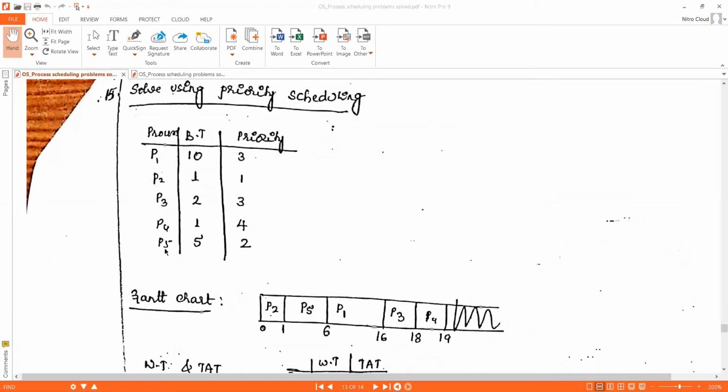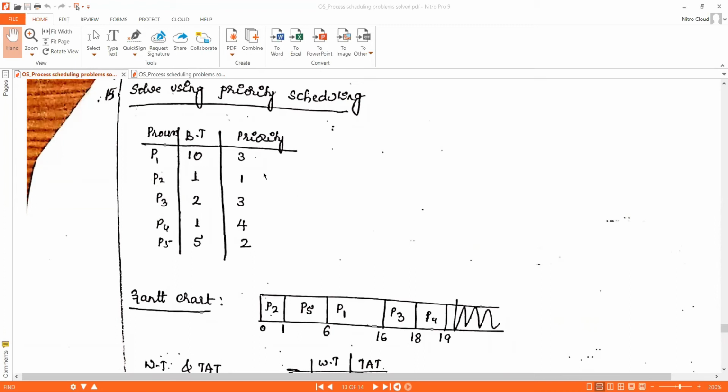What is the burst time of process 5? Process 5's burst time is 5 milliseconds. The CPU will execute process 5 starting at clock time 1, so 1 plus 5, until 6 milliseconds. At clock time 6 milliseconds, the CPU completes execution of process 5. After that, the CPU becomes free.